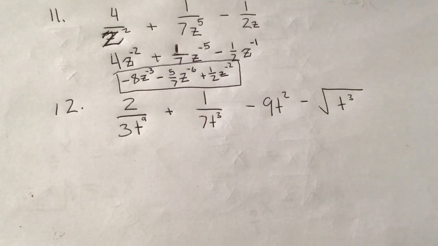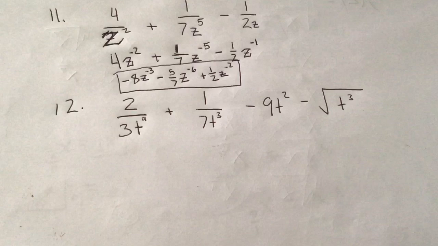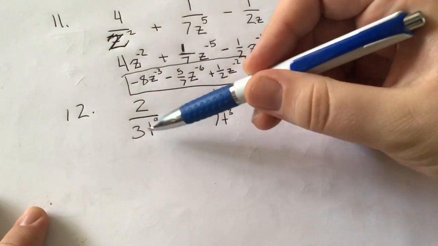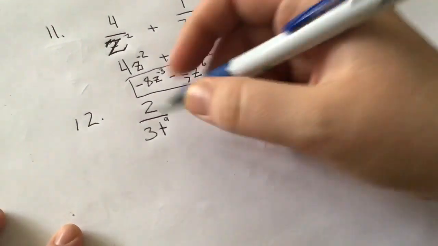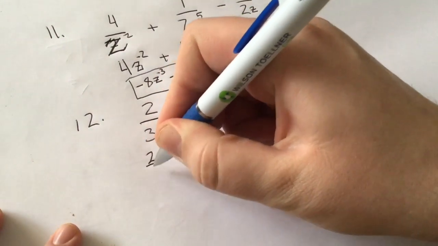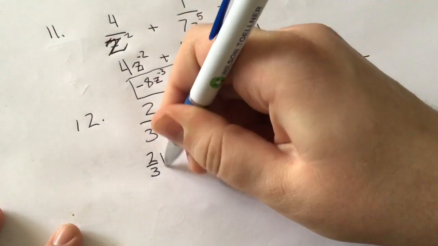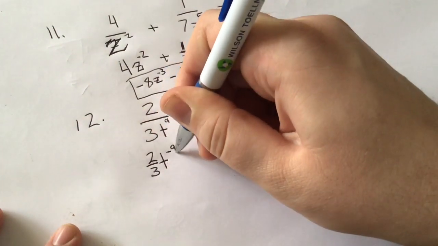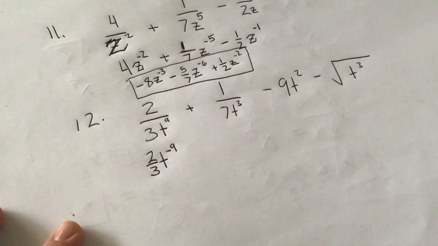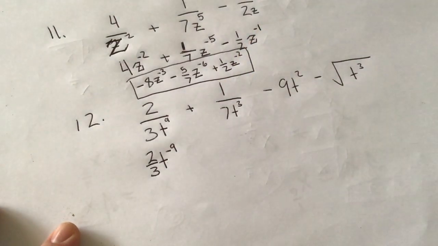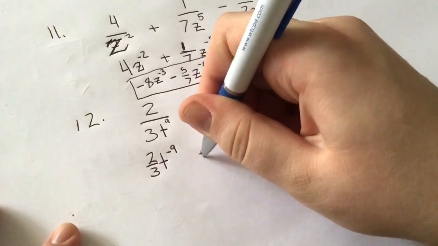Okay, hopefully you paused it. If you didn't, that's all right, but hopefully. We're going to go ahead and go through this. 2 over 3 t to the 9th. The 2 over 3 stays the same, 2/3. T to the 9th is going to become t to the negative 9th by getting it out of that denominator. I really wish they wouldn't use variables like t in problems because it just gets mixed up with plus signs. I hate that.